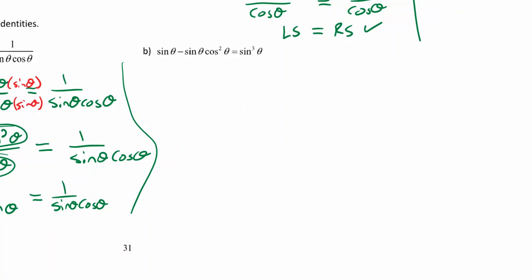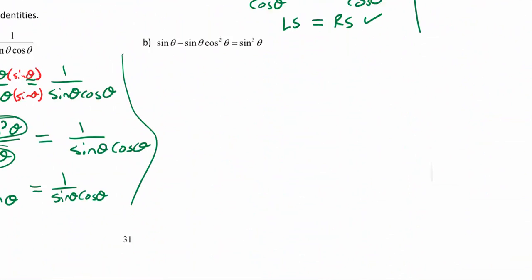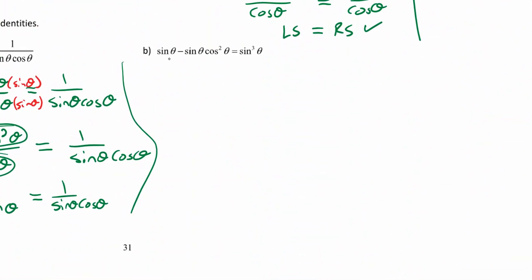Next one. So looking at this one, what can we do? Looking for just things to try here. One thing I'm noticing is that we have sine in this one and sine in this one. So why don't we try factoring out one of those sines? That might be good too, because we're going to end up with a 1. And you'll see in a lot of these that we have 1 minus something or 1 plus something. So that's probably a good place to start. So let's factor out sine theta.